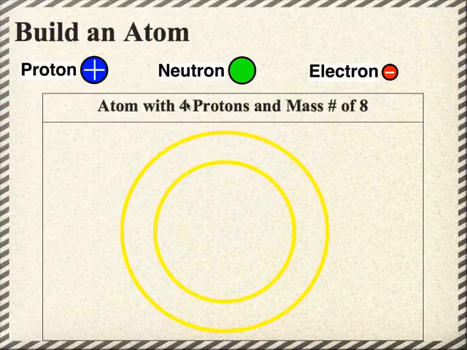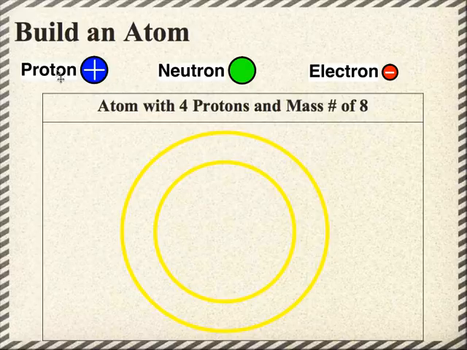So this is what you're going to do this week as we go through. Here we have an atom, and I'm asking you to make an atom with 4 protons and a mass number of 8. Right away, we should recognize a few things, and I'm going to talk through it as we go. I want you to make this, so please make sure you're making it.